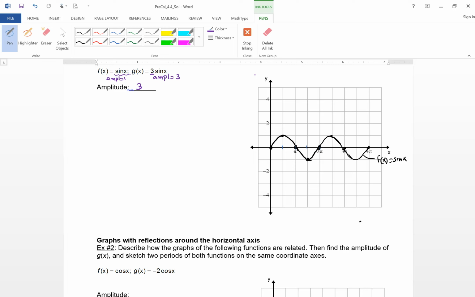That means instead of 1 being the highest point, it's now 3. The zeros stay where they are. The maxima and minima will change. So we go from 0 to 3 to 0 to -3 to 0. So it looks like this. Okay? Oh, 3. So past the 0. Okay? And if we wanted to do another one, then it's the same. From 0 we go to 3, then back to 0, then -3, then 0.